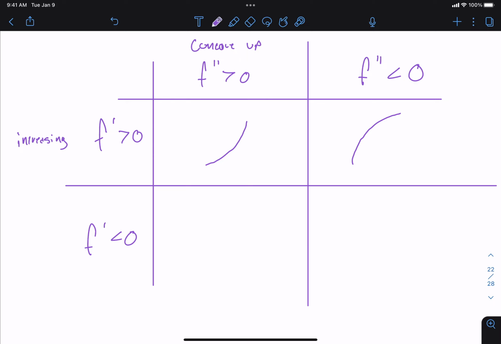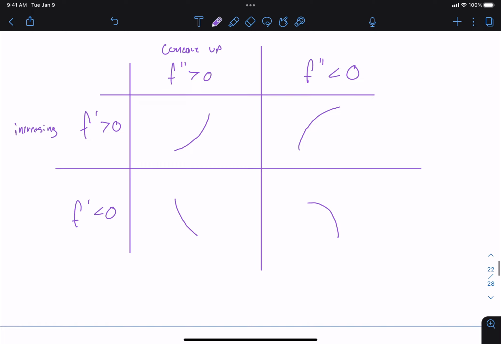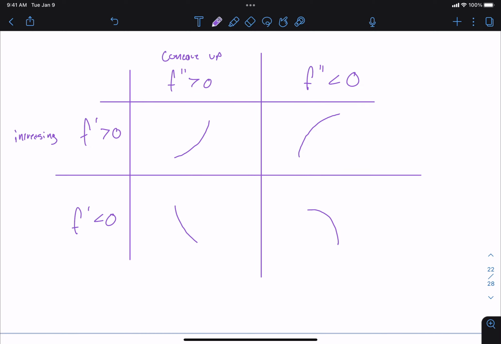All right, and then the two final ones, okay, f double prime positive, concave up and decreasing, means we're going to look something like this. And then concave down and decreasing, we're going to look like this. Okay, so these are the four different types of shapes that we can see. And if you had a third dimension on your notebook, you could add in also f being positive or negative. That means whether we're above or below the x-axis, right? Okay, so the four types of shapes that we can have.